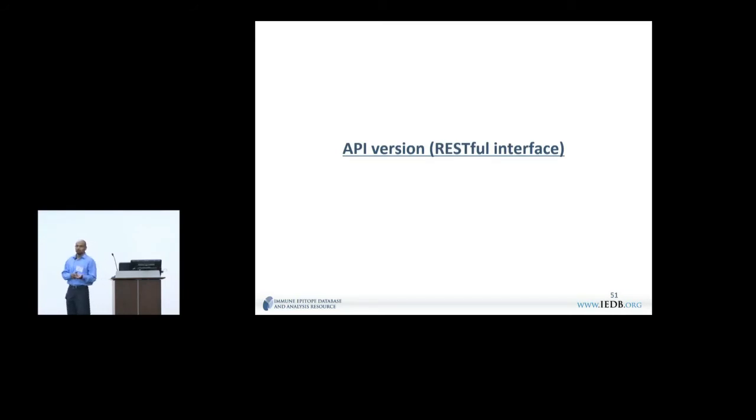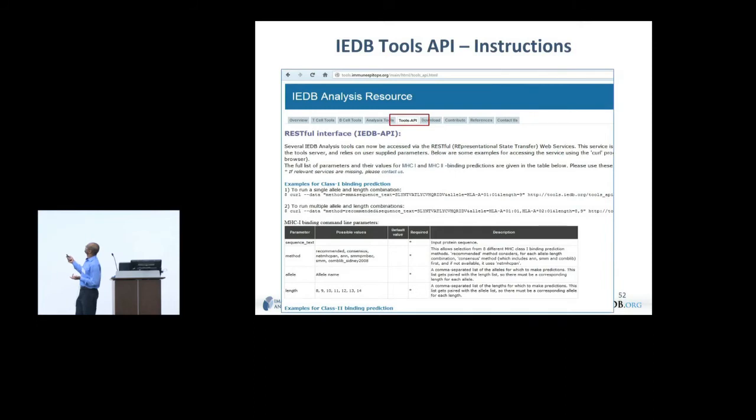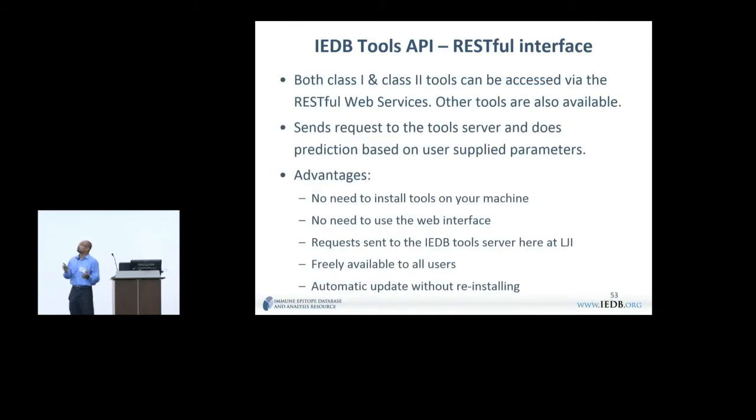So now you saw the online version and the standalone version. We have one more version, the API or RESTful interface. There's this link here. It's not at the class 2 tool page, it's at the main analysis resource page. There's a tab here called Tools API. Both class 1 and class 2 tools can be accessed by this system. What this does is it takes your input parameters and sends them to the server at our institute. So it needs internet, but you don't have to use the online web interface.